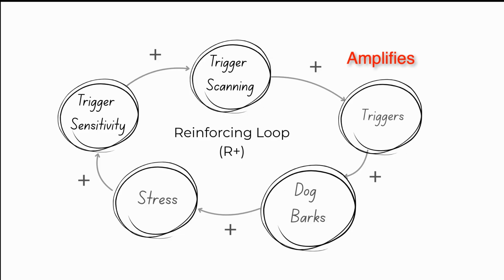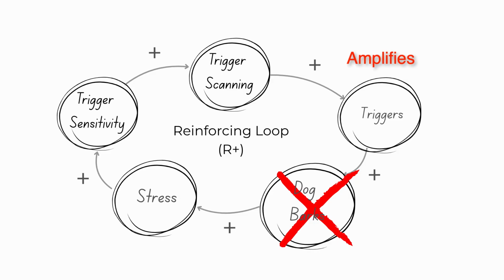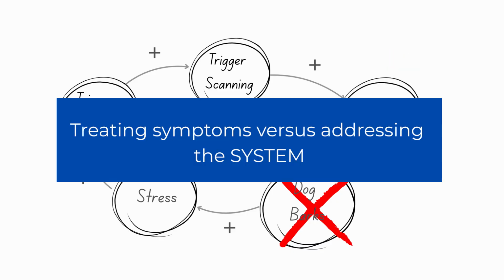And here's why this matters. If you only try to stop the barking, let's say you correct the dog every time they react, you haven't changed any of the other variables. The stress is still there. The trigger sensitivity is still high. The scanning behavior continues. So the barking comes right back, often worse than before, because now you've added more stress to an already stressed system. This is what we mean by treating symptoms versus addressing the system.